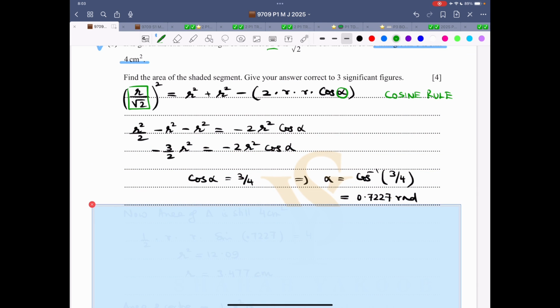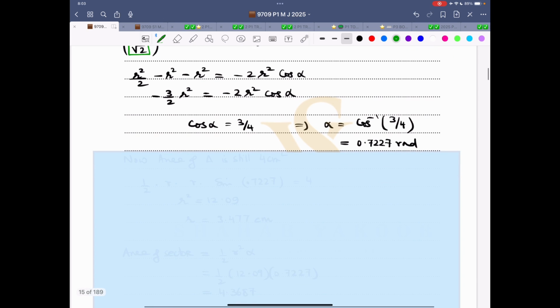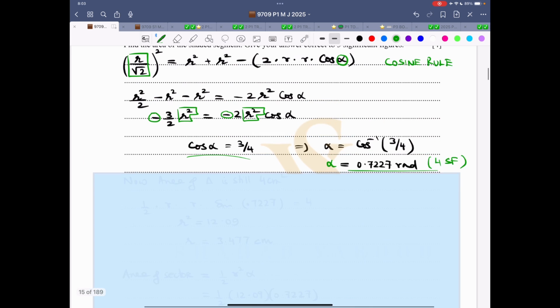And over here, this is where you use the calculator. So negative 3 over 2 r square is negative 2 r square cos alpha. The negative cancels out. Cos alpha is 3/4. Alpha is this much. Work in 4 significant figures. So that is alpha right over here.